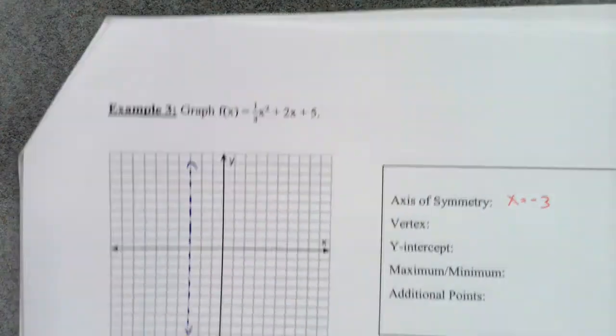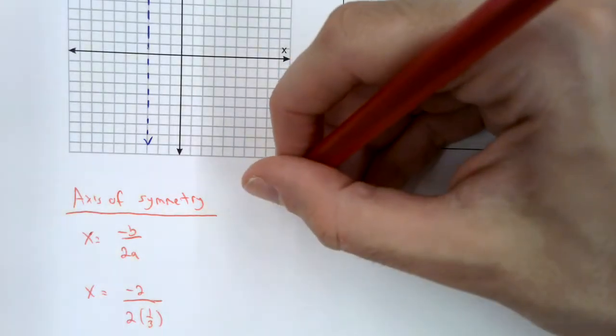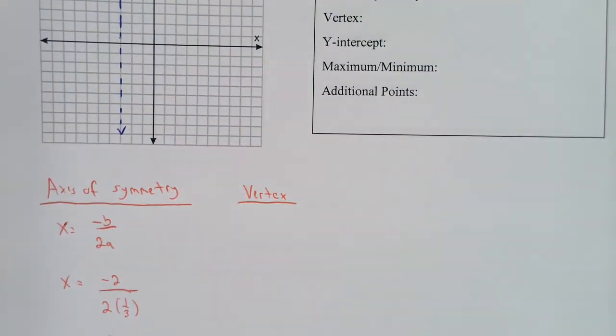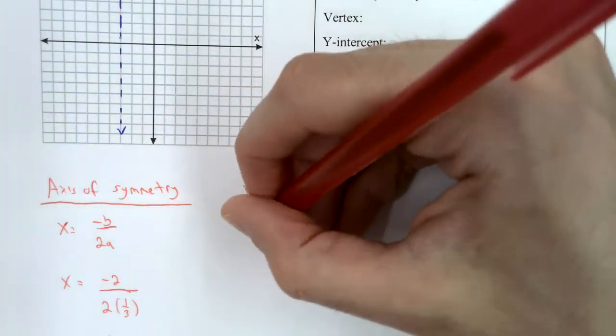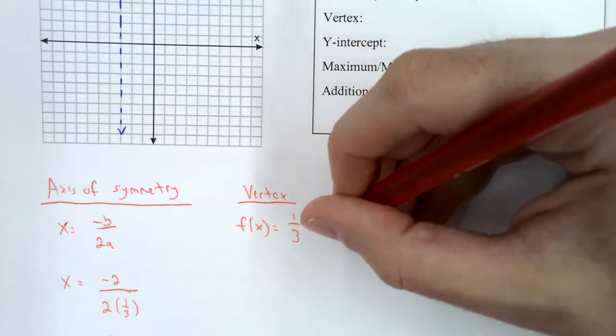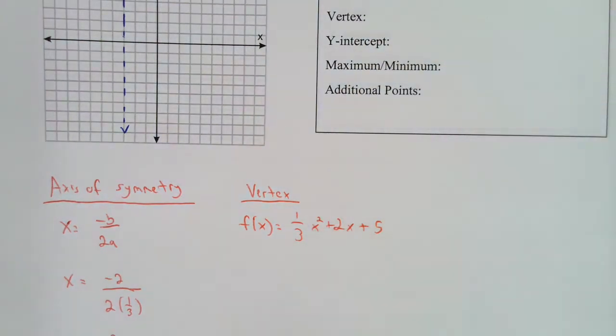Okay, so that's my axis of symmetry. Now let's get the vertex. So we're going to substitute the axis of symmetry that we just got, that x value, into the original problem. So let me copy down the original problem right here. Again, I'll try to go a little faster because we've done 2 already. But replace the x with negative 3.